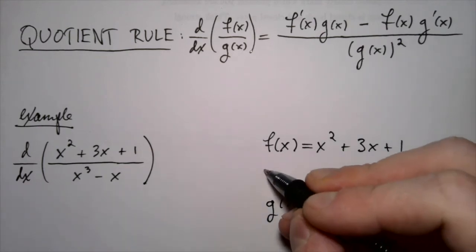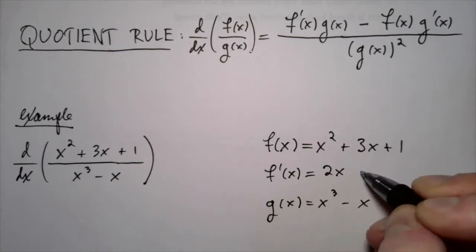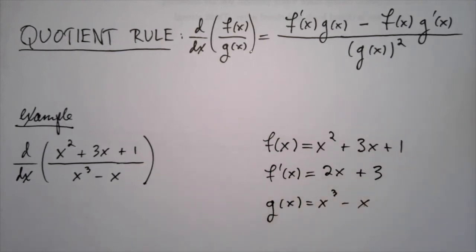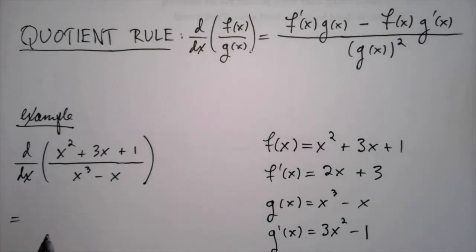Now we're going to need the derivatives of those functions, so let's just go ahead and take those here. f prime, the derivative of f, will be 2x plus 3, and g prime, the derivative of g, will be 3x squared minus 1. The derivatives of polynomials are easy. That just comes from the power rule applied to each term. Now let's apply the quotient rule.